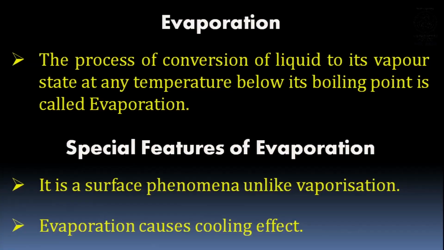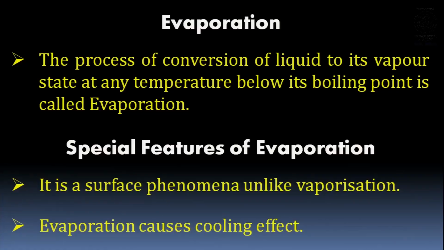Children, this is known as evaporation. The process of conversion of liquid to its vapor state at any temperature below its boiling point is called evaporation. Special features of evaporation are, it's a surface phenomenon unlike vaporization. Evaporation causes cooling effect. Children, by an activity, I will show you how evaporation takes place.